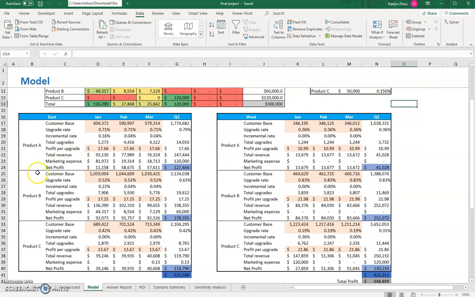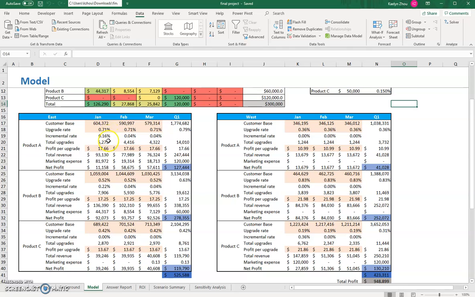Here, I modeled how the net profits are generated by using these 2 tables for products A, B, C in the East and West regions. I break down the Q1 into January, February, and March. These orange sections are the values given. So, for example, for product A in January, customer base is 600,000, upgrade rate of 0.71%.